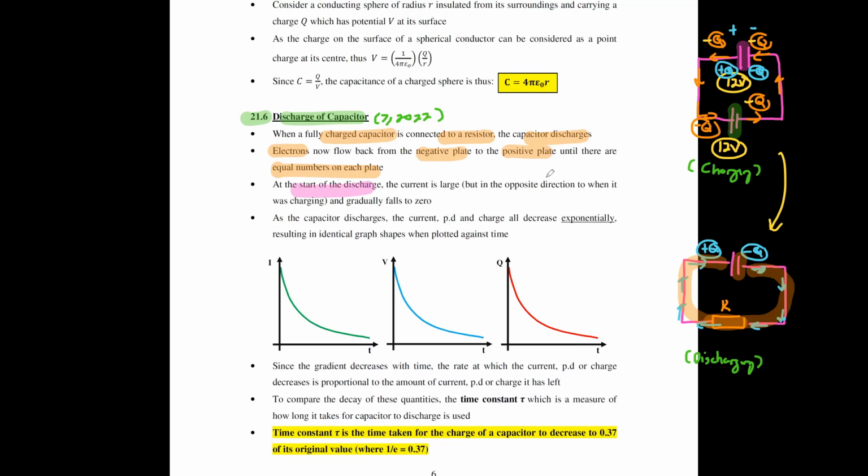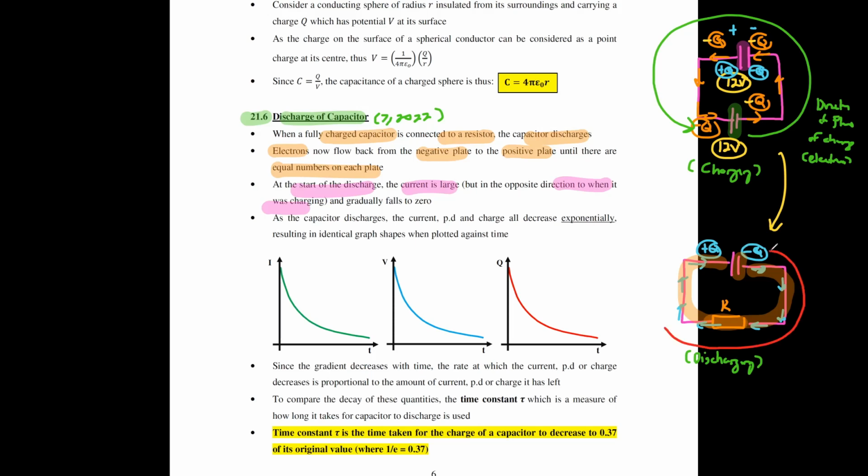Okay, so at the start of your discharge, whatever current is released from your capacitor is initially very large. But it's in the opposite direction to when it was originally charging, because you can see from here, when you are charging up your capacitor, your direction of current flow is in this direction. This is the direction of flow of your charge, specifically your electrons. But when you start to discharge it, you also have a current flow, but this time it's in the opposite direction. It's going like this. You see, it's opposite. So this is again the direction of flow of your charge, which we assume to be electrons here.